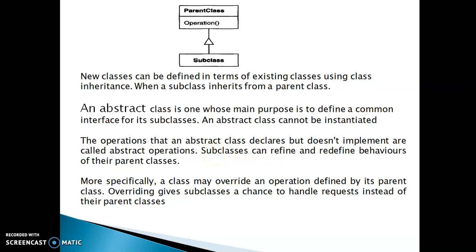We can just declare in the parent class as abstract. The implementations can be done in the subclasses or wherever we want, or even in the parent class also, and we are able to access it. We can refine it, redefine it wherever we want, according to convenience. More specifically, a class may override an operation defined by its parent class. Overriding gives subclasses a chance to handle requests instead of their parent class.